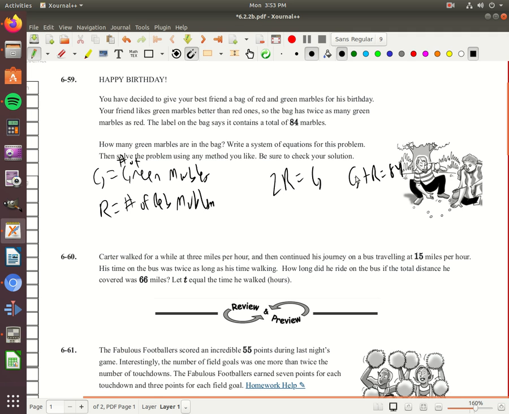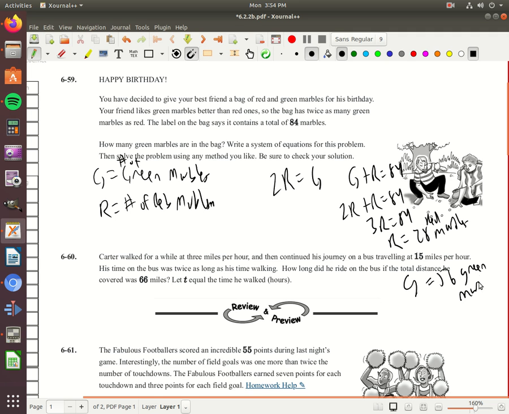So pretty simple. I will replace this G with 2R. Substitute, right? Substitute 2R for G: 2R plus R equals 84. 3R equals 84, which means that R should equal, if I divide both sides by 3, 3 goes into 84 28 times, so that must be 28 red marbles. And then I can double that. 2 times 28 is 56, so G is 56 green.